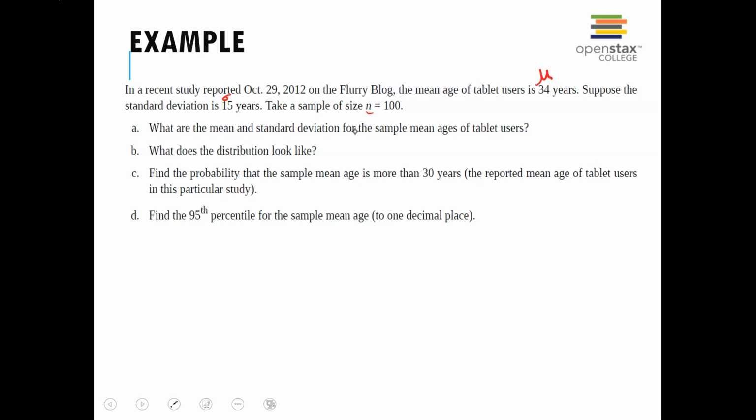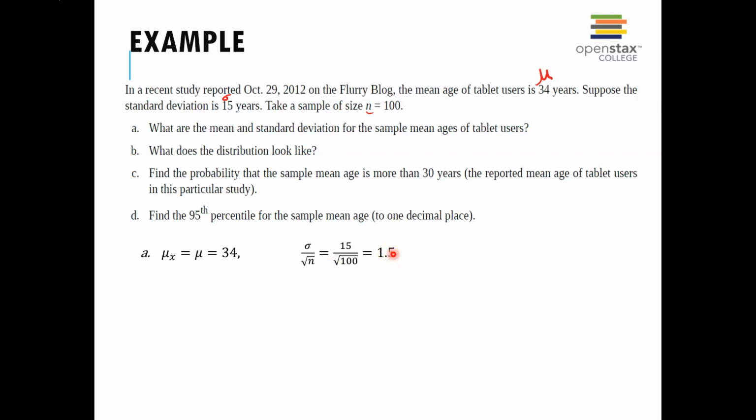All right, in a recent study on the Flurry blog, the mean age of tablet users is 34. All right, so there's our mean. Suppose the standard deviation is 15, so there's our standard deviation, and the sample size is 100, so that's going to be our n value. So it says, what are the mean and standard deviation for the sample mean ages of the tablet users? Okay, so our mean is 34. But for our standard deviation, remember we have to divide it by the square root of the sample size. So the standard deviation was 15, and it gets divided by the square root of the sample size, which was 100. So that would be 1.5.